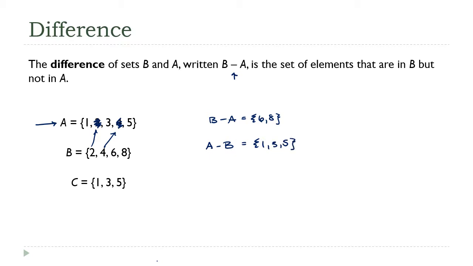And you notice I got something different. That's kind of what we expect from subtraction. Subtraction of numbers isn't commutative. 3 minus 5, 5 minus 3, different things. Same thing here with sets. Exact same thing is happening.